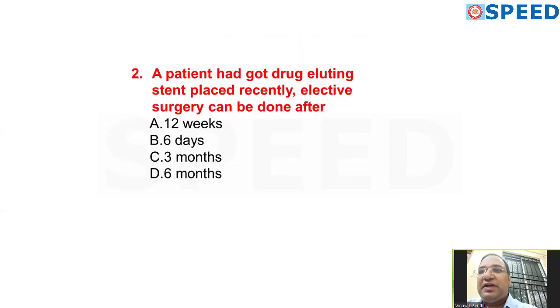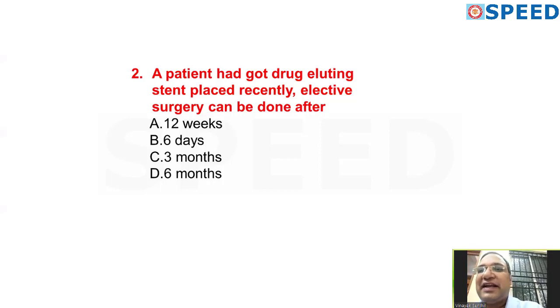A patient had a drug eluting stent placed recently. Elective surgery can be done after...? First, fix the question. You say yes or no. Once the question and options are right, then we'll go into the answers. Okay, fine. If the question is right, yes, all of you agree. Now you tell me, what is the answer that you will opt for this?